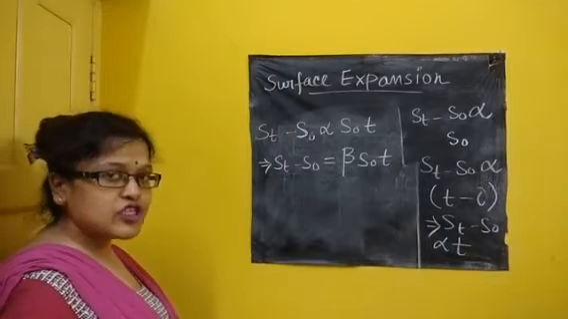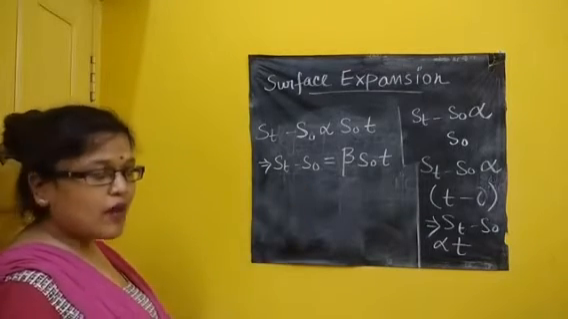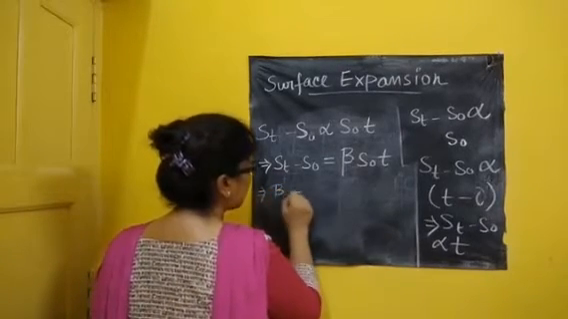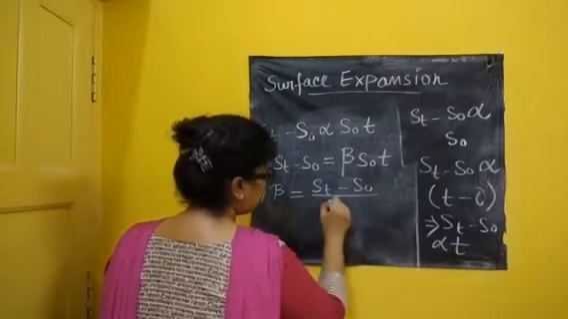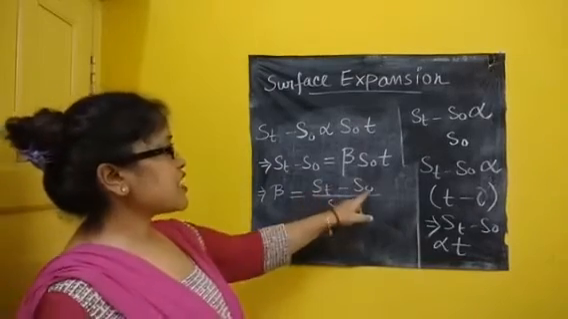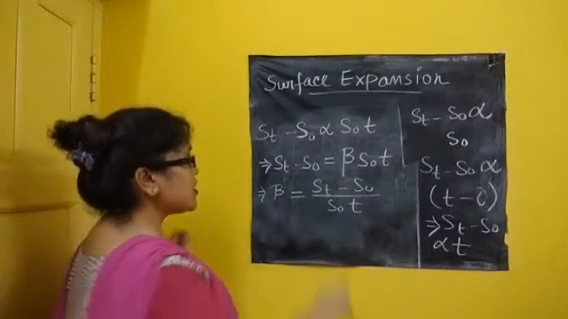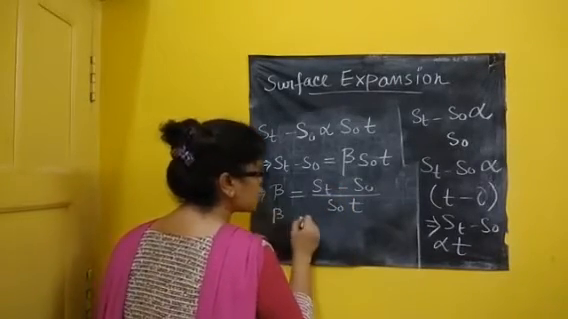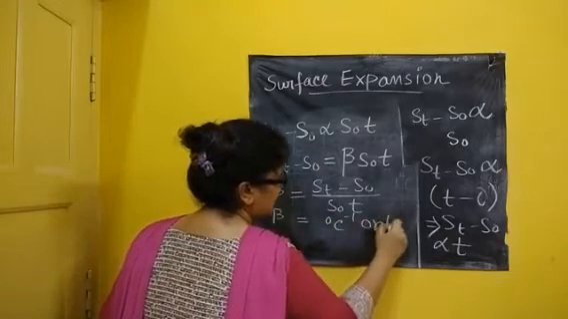Coefficient of superficial expansion. Now, again, this equation you need to remember. Beta is the ratio of the change in surface divided by S0T. So what will be the unit? Suppose the surface area is in meter square, so meter square by meter square will cancel out. So beta's unit is also degree Celsius inverse or Kelvin inverse.